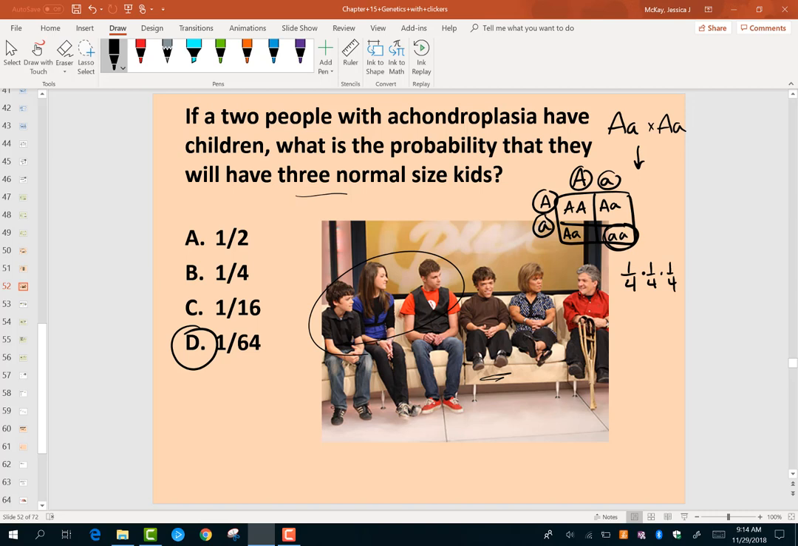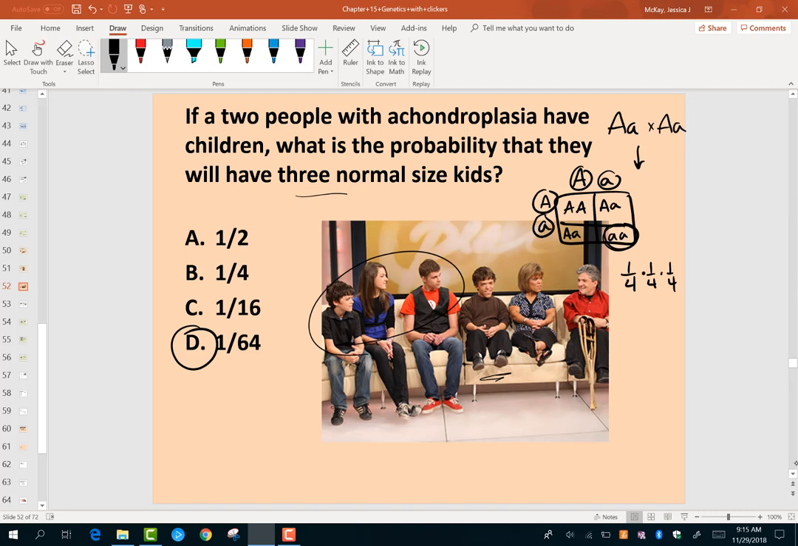So this just goes to show you that probability, if they said, hey, we're hoping to have 3 normal-sized kids, and the genetic counselor said, wow, you only have a 1 in 64 chance, you know what? It can happen. So probability is just that. A prediction doesn't mean it's going to happen, doesn't mean it's not going to happen.